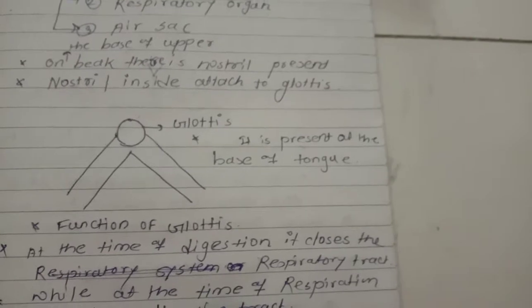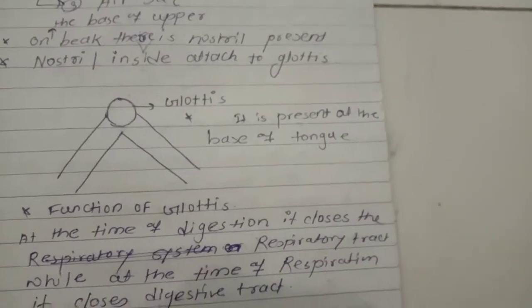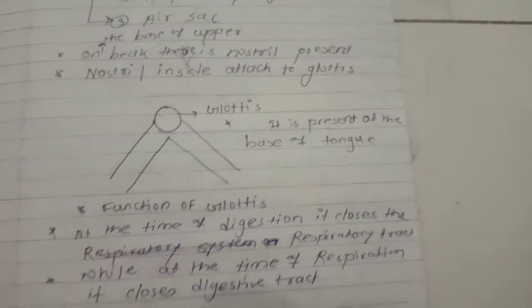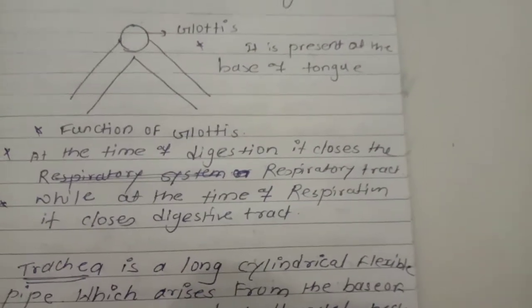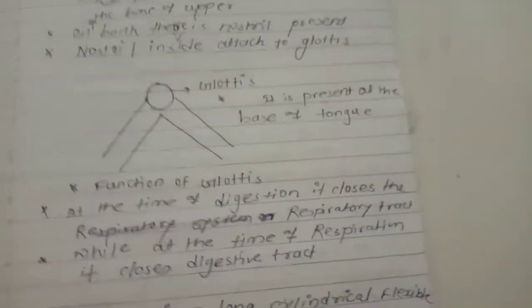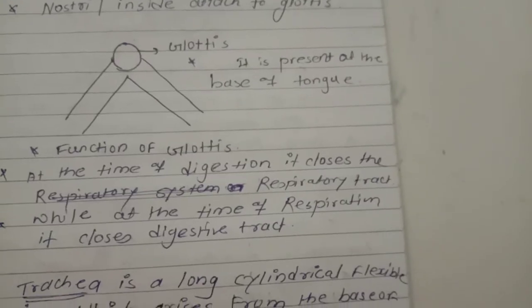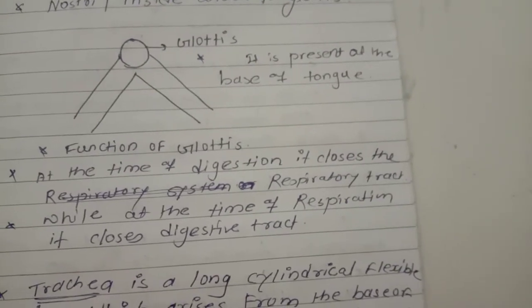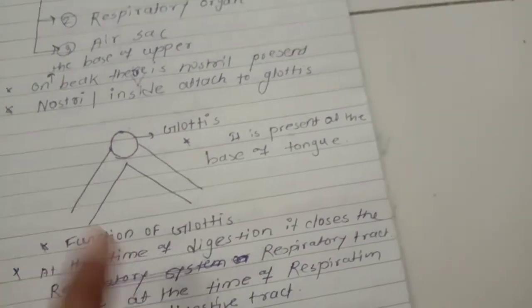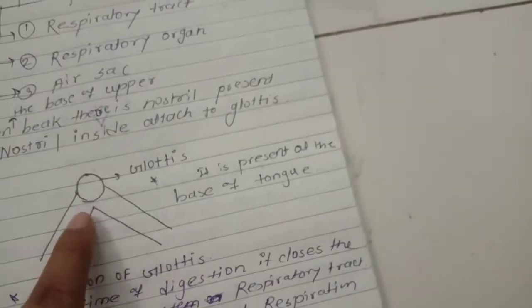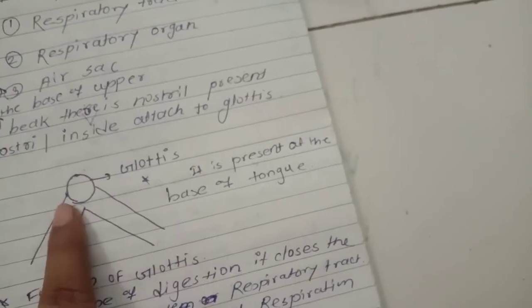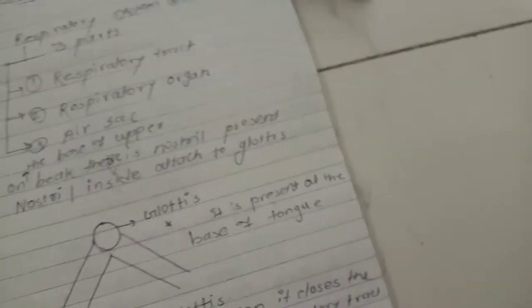So what is meant by glottis? The glottis is present at the base of the tongue of the pigeon. So what is the function of this glottis? At the time of digestion it closes the respiratory tract, while at the time of respiration it closes the digestive tract. So these two functions it performs.